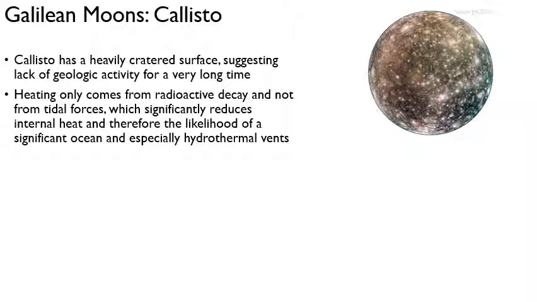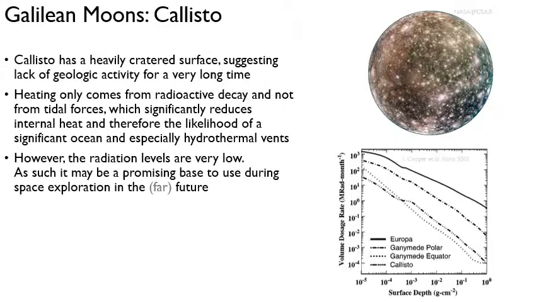So the heating of Callisto also only comes from radioactive decay. It's not close enough to Jupiter for tidal heating to be significant. And so there's not a whole lot of internal heating. Therefore, it's not as likely you'd have any kind of subterranean ocean, or a significant one like on Europa, for instance.